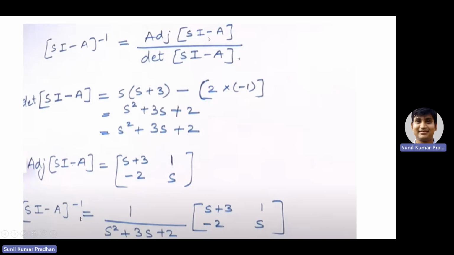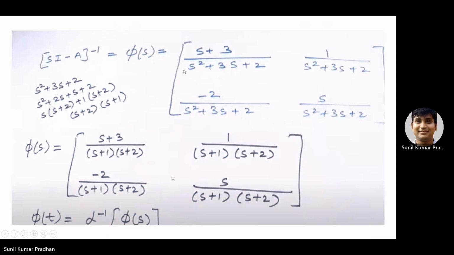So what is the inverse here? The adjoint divided by the determinant: S plus 3, 1, minus 2, S, divided by S square plus 3S plus 2. This is our inverse of the matrix SI minus A. So that is your state transition matrix in S domain.